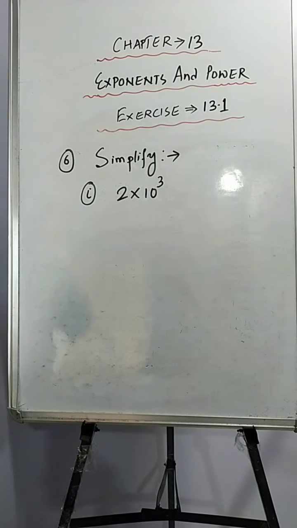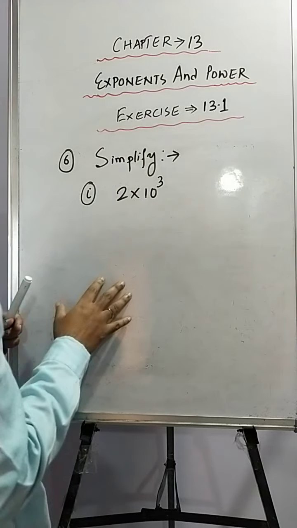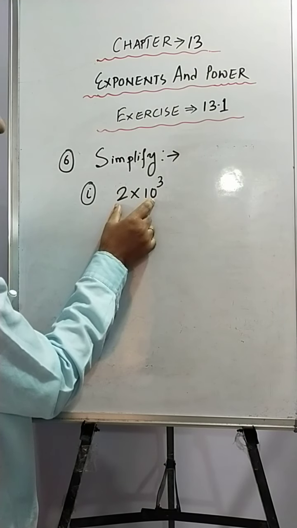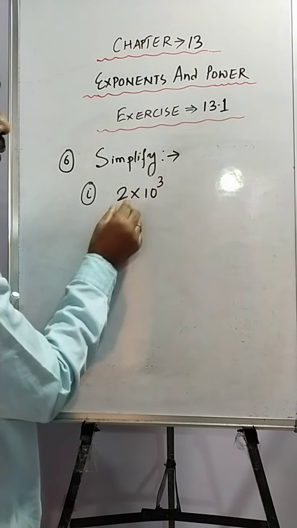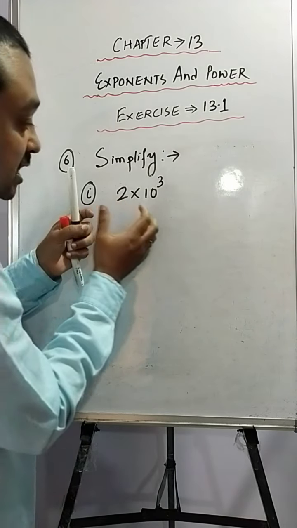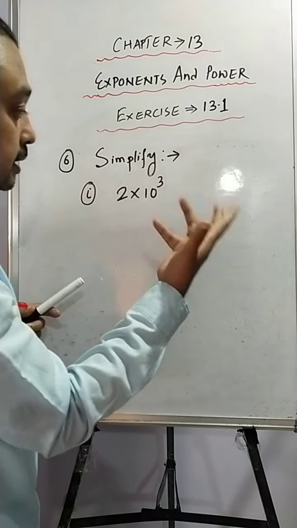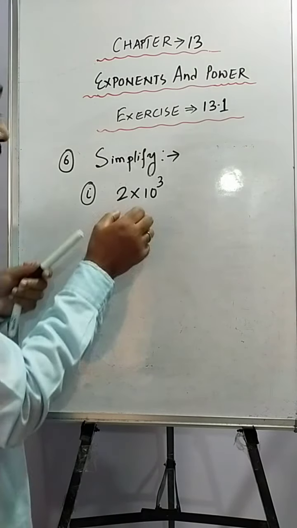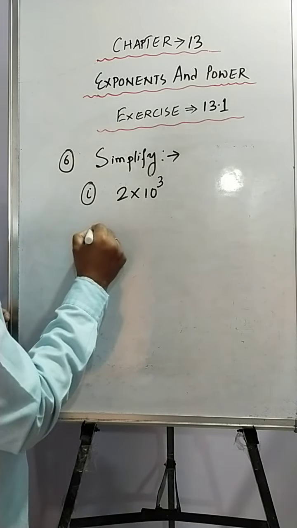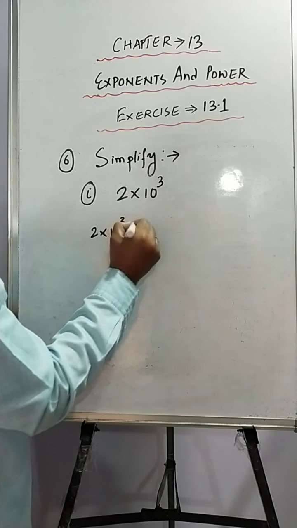Now question number 6 we have to simplify it. That means the number is given in exponential form, and we have to find the number. So if we expand this number, what is the number that we get? That is what they're asking. We have to simplify it. Okay, so that means we have to open this whole thing.